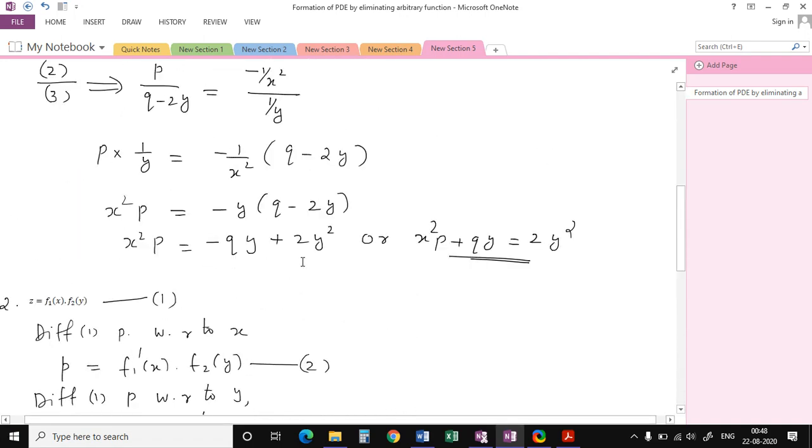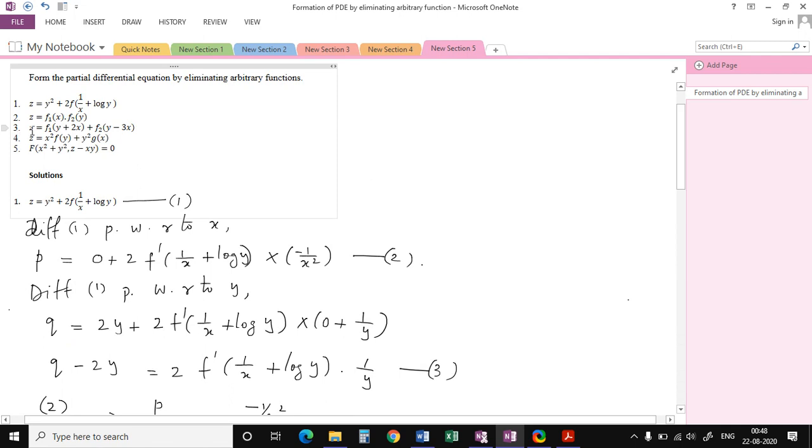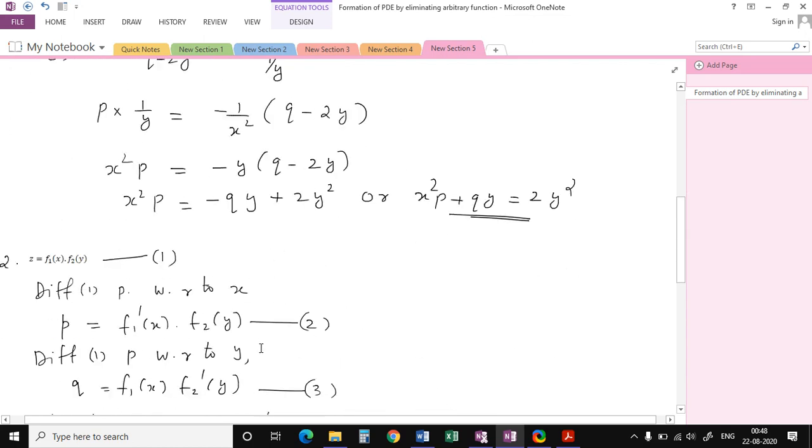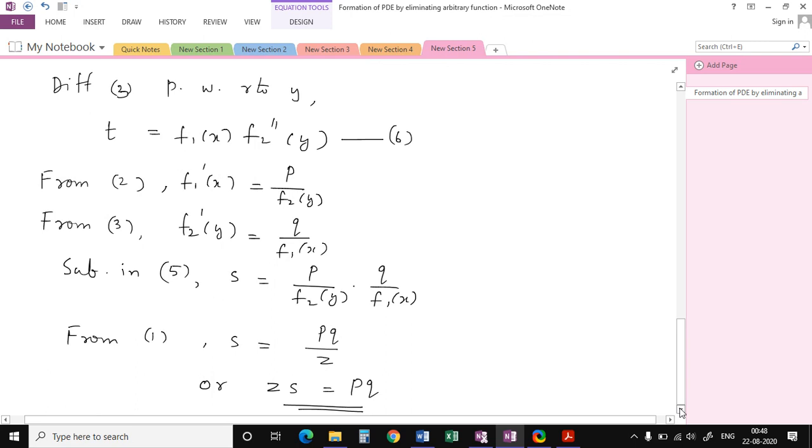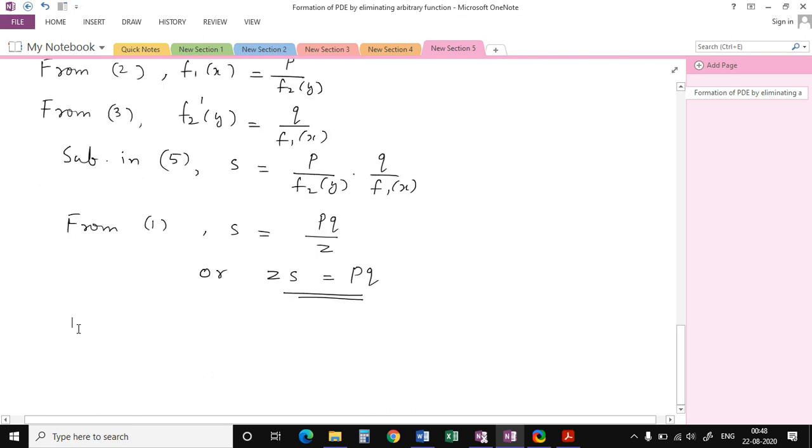Now we will discuss the third question. That is, form the partial differential equation for this one. So here also we have two arbitrary functions. We have to remove two arbitrary functions here. So now this is the question. Then as usual we have to find out all the possible partial derivatives, differentiating equation number 1 partially with respect to x and y.